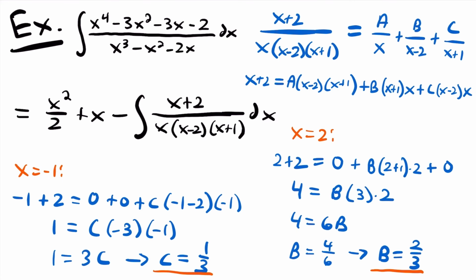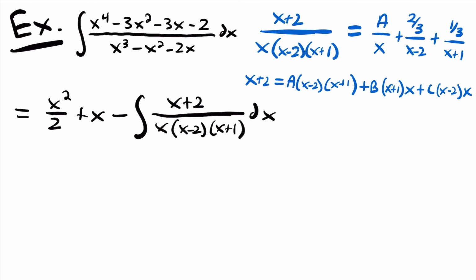Now I'm running out of space to solve for a, and so let's just replace c and b in our partial fractions with their values, and then we'll work on solving for a. So we know that b is 2/3, so I'll erase b here, and we'll replace that with 2/3. And then c is equal to 1/3, so I'll replace c with 1/3.